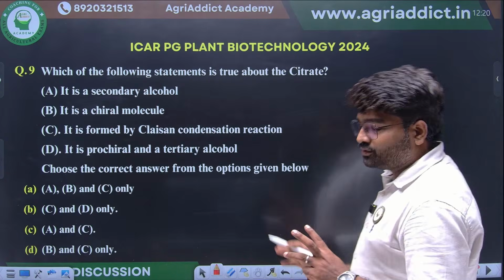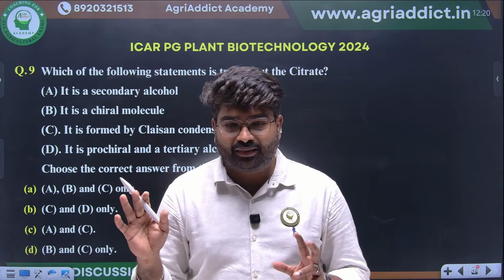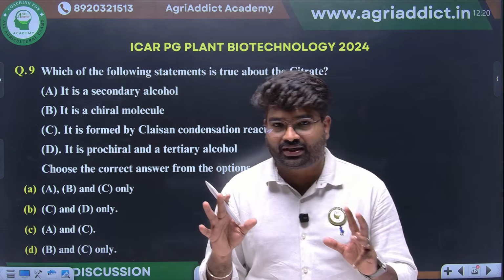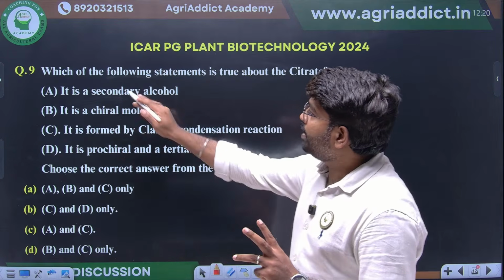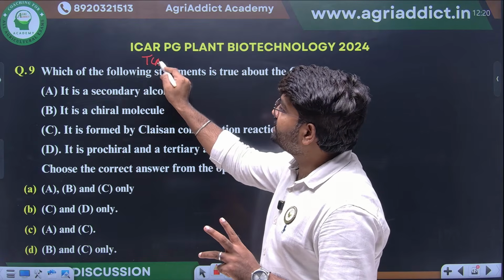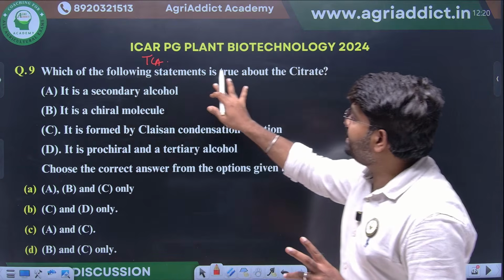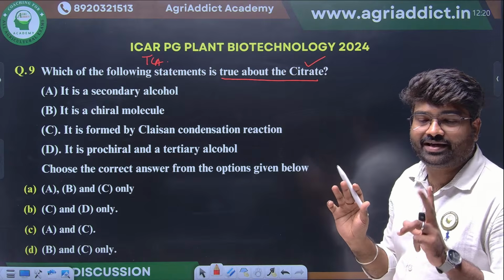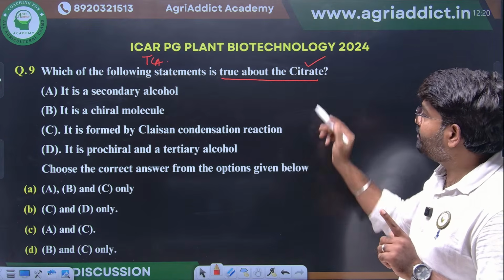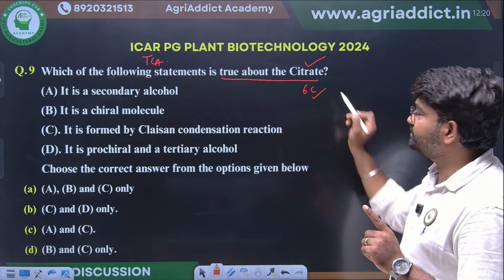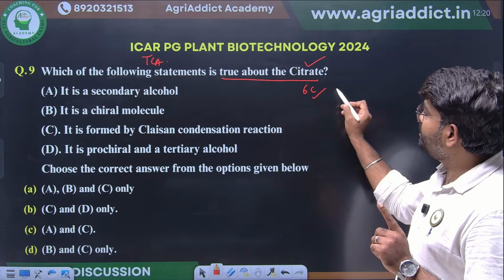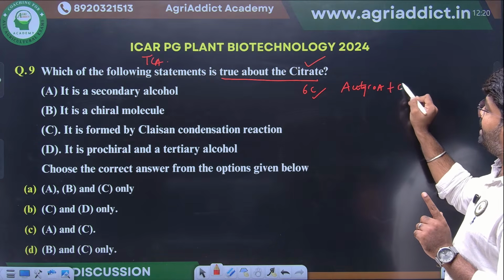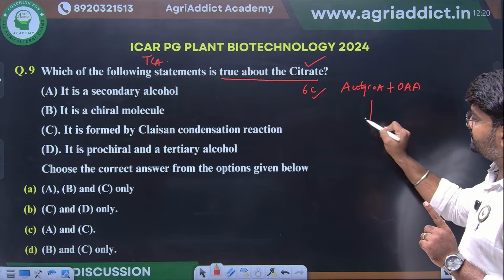Okay. Next question from the TCA cycle. See, they have asked so many metabolism questions. Here they are asking about the TCA cycle. Which of the following statements is true about citrate? They are asking about citrate. So citrate, what will it do? It's a 6-carbon compound. This we know. This will be formed by acetyl CoA and oxaloacetate condensation.